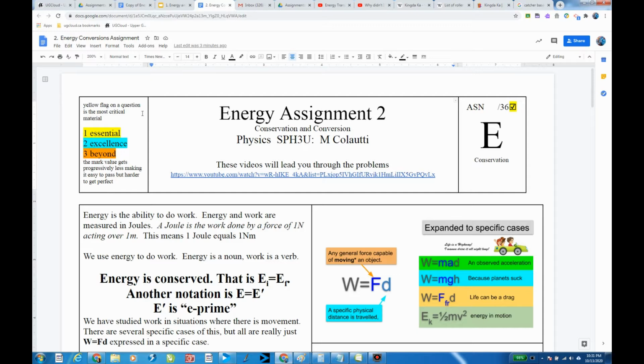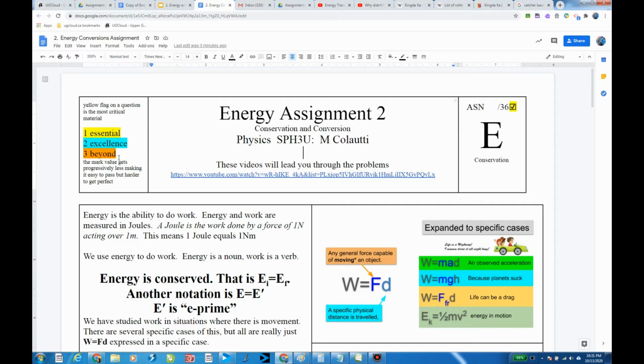I flagged the questions for you. If they're yellow, you gotta be able to do that. You really must for grade 11 and to lead you on to grade 12. If they're blue, then that's real excellence. And if you're doing a red one, then you've gone beyond the course, you're into grade 12 territory. So I'm again letting you pick your own personal best.